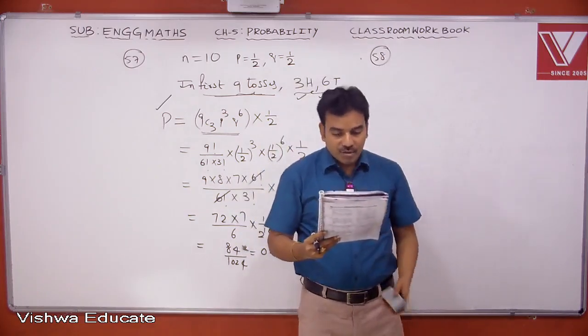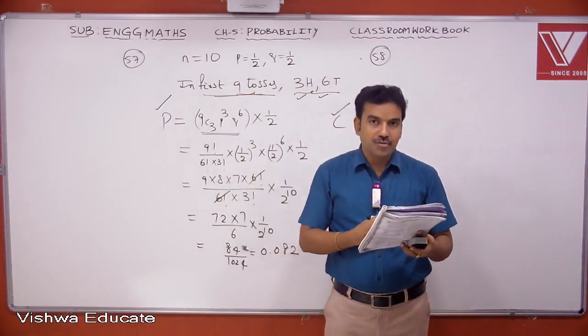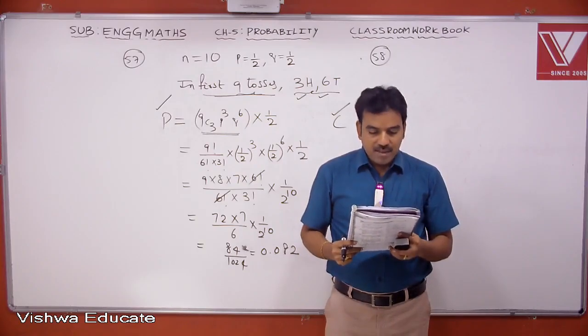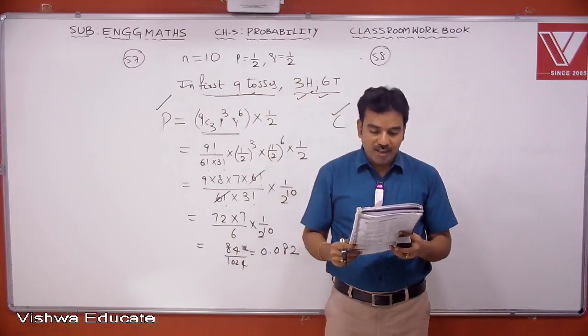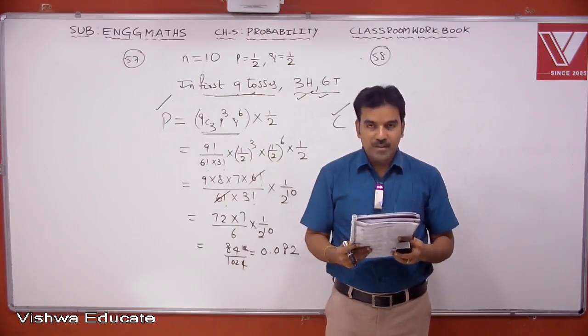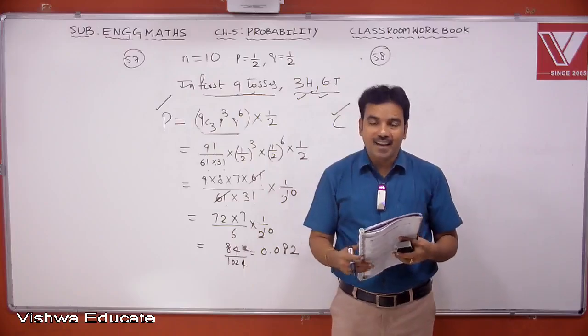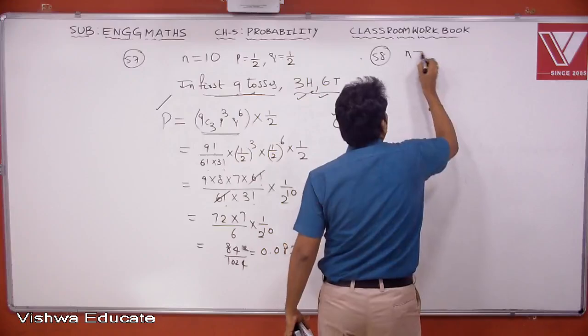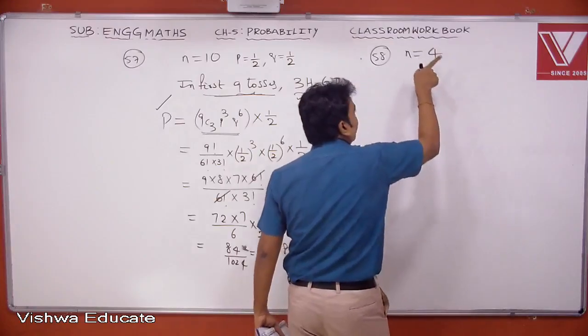A fair coin is tossed independently 4 times. What is the probability of the event that the number of times heads show up is more than the number of times tails show up? So head count must be greater than tail count. The coin is tossed 4 times, so n value is 4. Number of heads must be greater than number of tails.